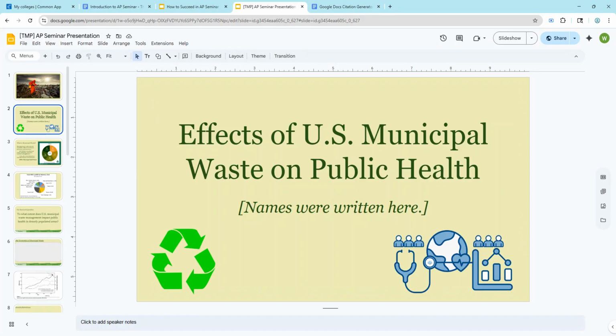In the bottom right corner, you see the picture of Earth, a stethoscope, and a heart, with people to represent public health. So these design elements were very purposeful and very minimal too. So nothing is overwhelming you on this slide.